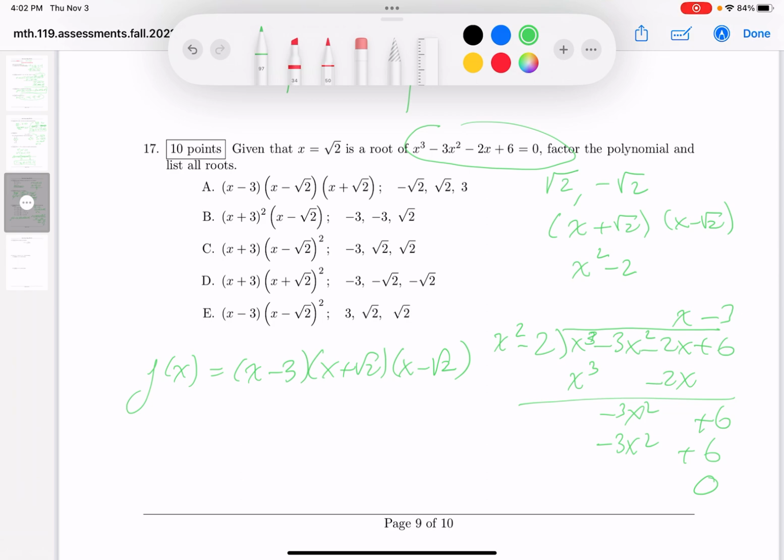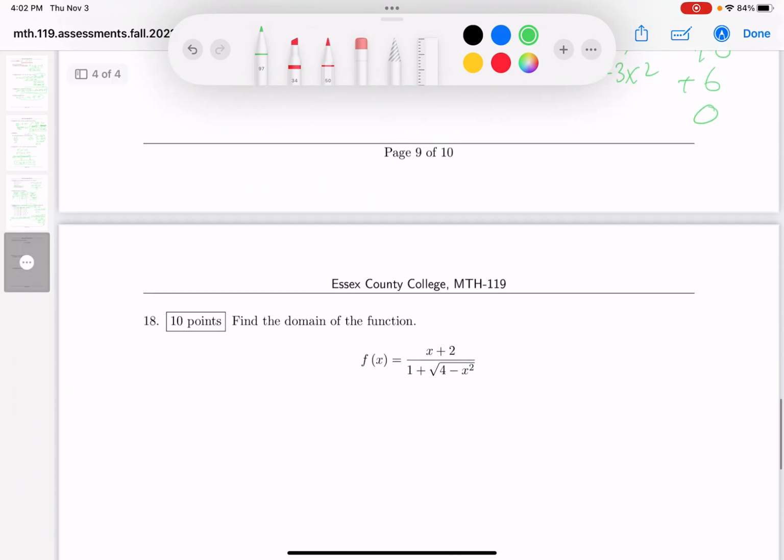Which polynomial fits that description? This one over here. All right? (x minus 3)(x plus root 2)(x minus root 2). And the following roots would be minus root 2, root 2, and 3. All right, let's go to 18.